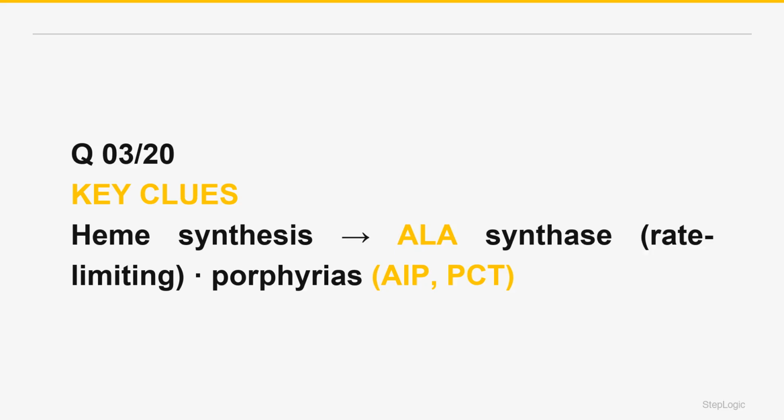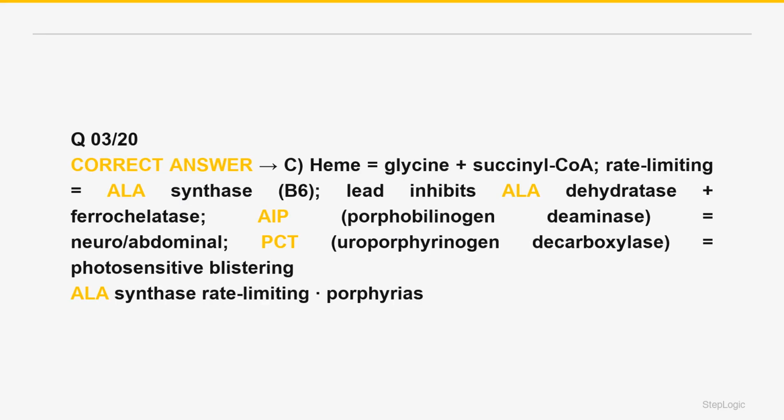Heme synthesis begins in the mitochondria with glycine plus succinyl CoA, combining to form aminolevulinic acid, ALA. The rate-limiting enzyme is ALA synthase, which requires vitamin B6, pyridoxine, as a cofactor, and is feedback inhibited by heme. The pathway shuttles between mitochondria and cytosol, ending when ferrochelatase inserts iron into protoporphyrin to make heme. The correct answer is C.